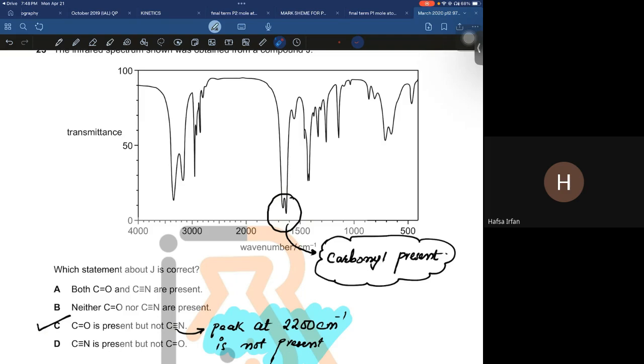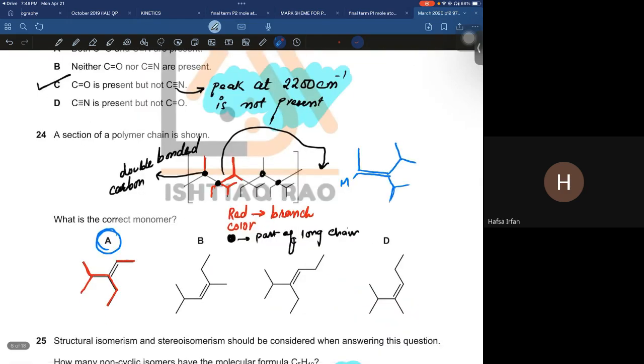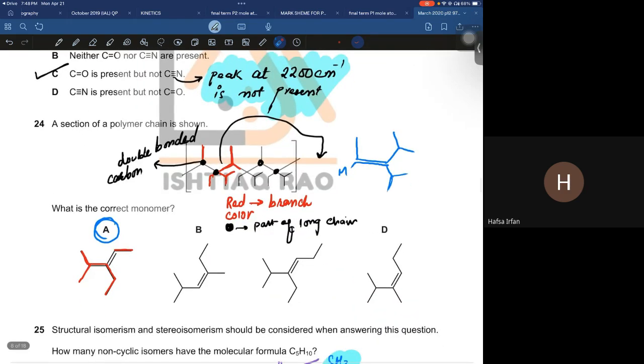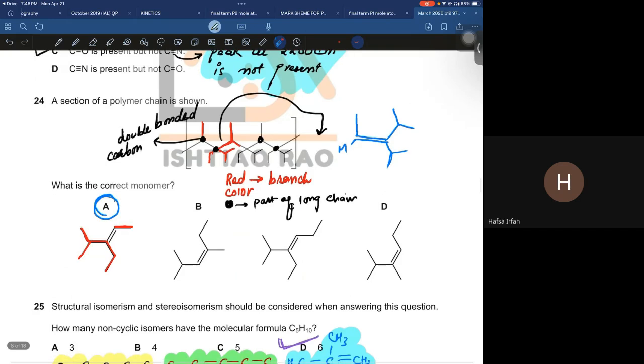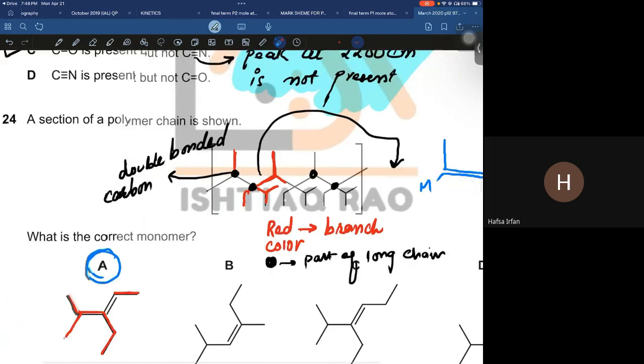Okay, it's important. Then we come to question 24. A section of a polymer chain is shown. What is the correct monomer? It's quite a tricky question, you know. You can see that this is a polymer, right?